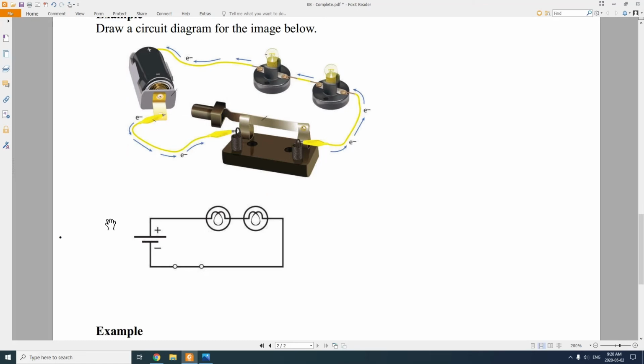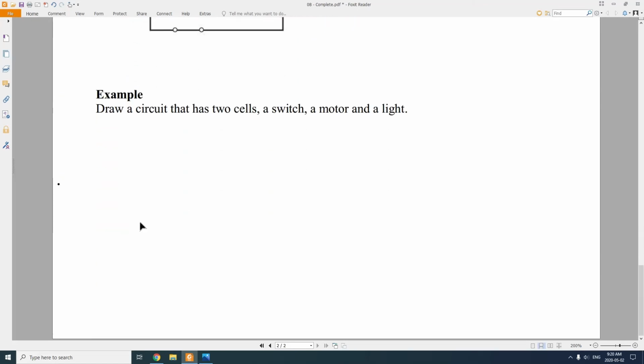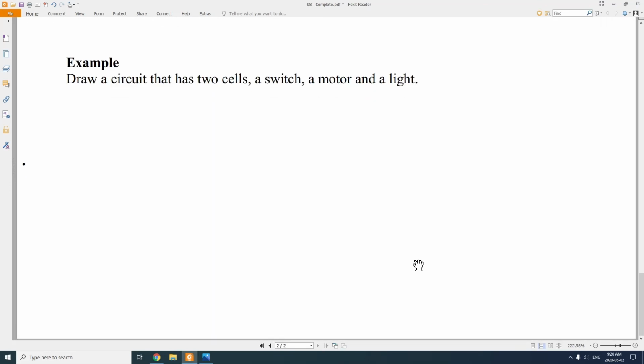All right, let's look at the next example. This one says draw a circuit that has 2 cells, a switch, a motor, and a light. At this point, I'll get you to pause the video, see if you can try drawing it yourself, and then we'll check back and see what you got.